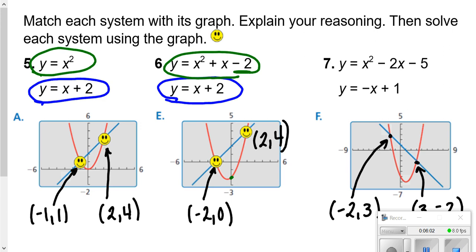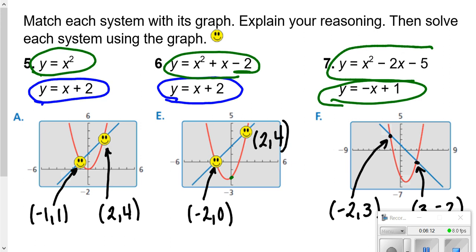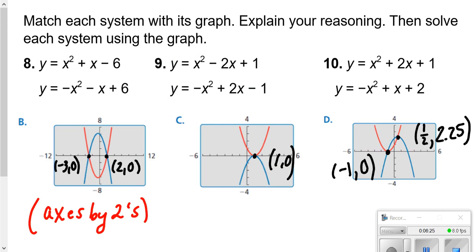And then this last one, for that I just knew that this line had to have a negative slope. It had to have a y-intercept of 1. This parabola had to go through 0, negative 5. There's only one choice like that. And the two places where the points intersect are at negative 2, 3, and at 3, negative 2, just reading off the picture. For the last three, it was a little bit trickier.